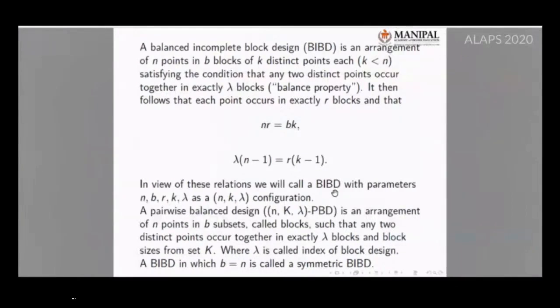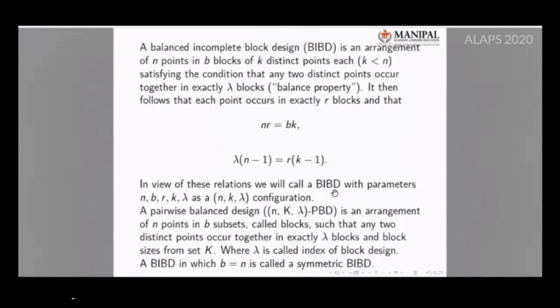So n points in b blocks such that each block contains k distinct elements and any two distinct points occur together in exactly lambda blocks, where lambda is the index of the block design, and this property is called the balance property. It satisfies these two given equations, and a BIBD with parameters n, b, r, k, lambda, which we have already discussed, is called an (n, k, lambda) BIBD. And a PBD is a pairwise balanced design.